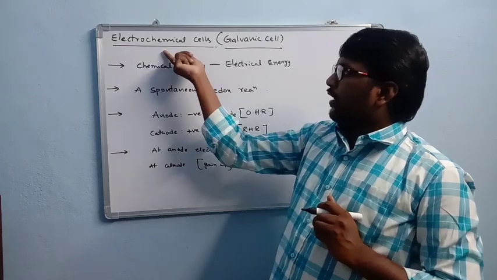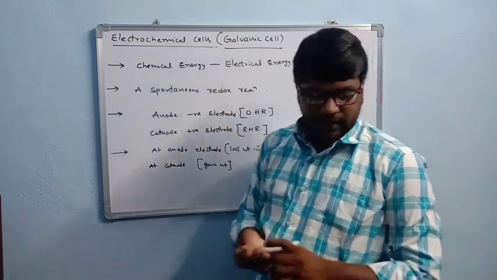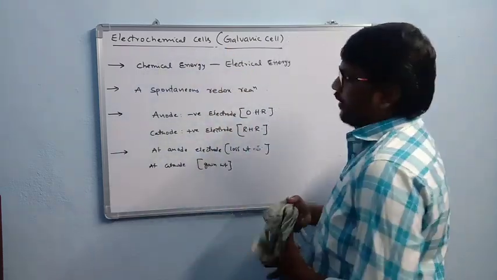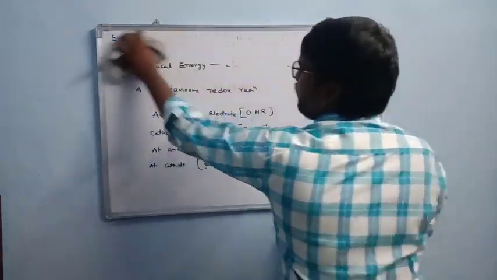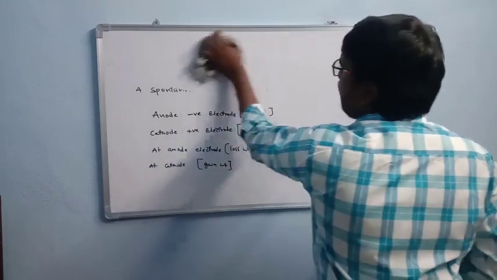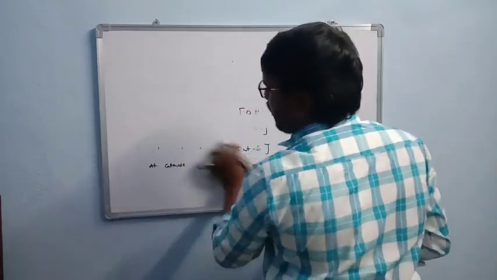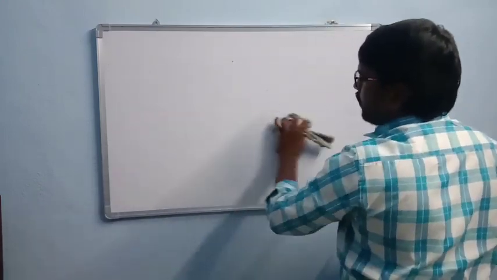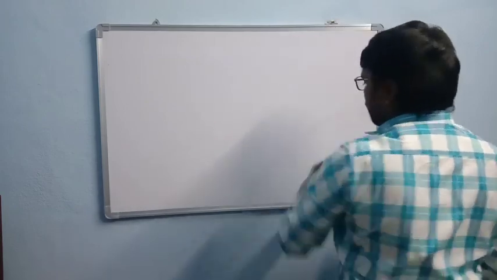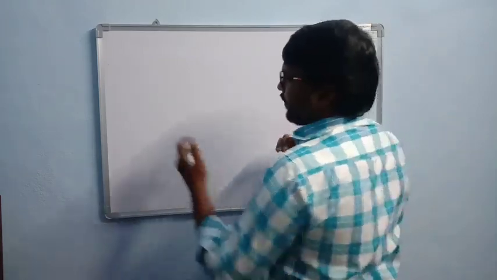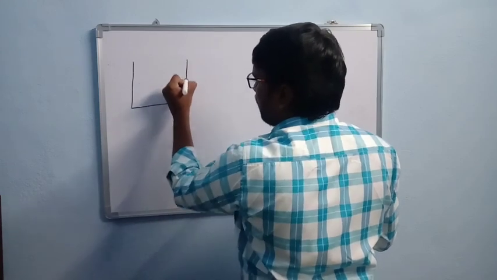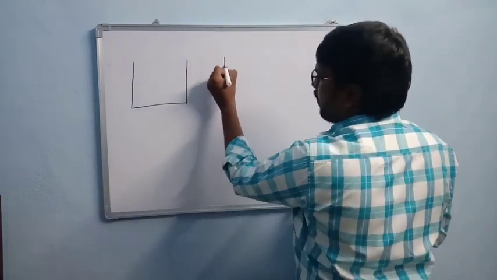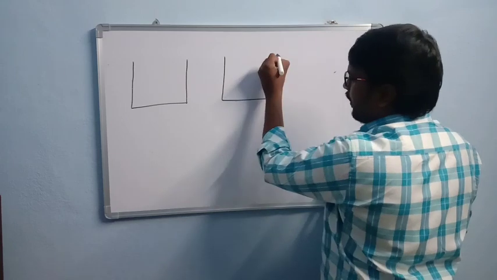So to explain this, you take a galvanic cell. In a galvanic cell, you have to construct it like this. You take a zinc sulfate solution and a copper sulfate solution. Here in the galvanic cell, we have to take two half cells: it is one half cell and it is another half cell.